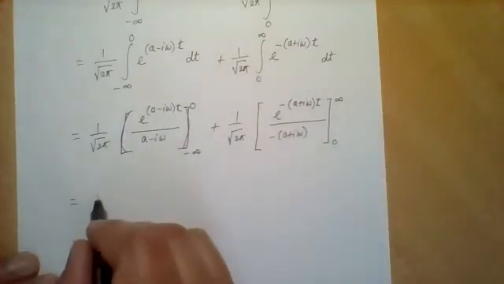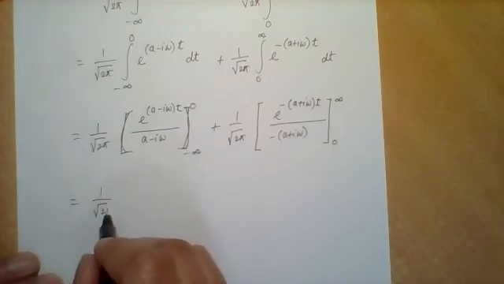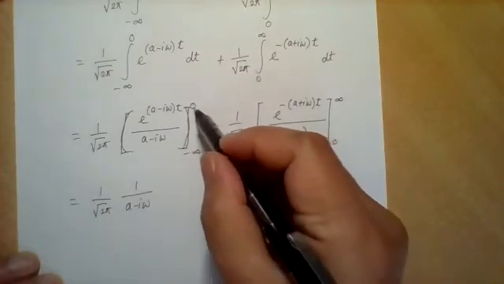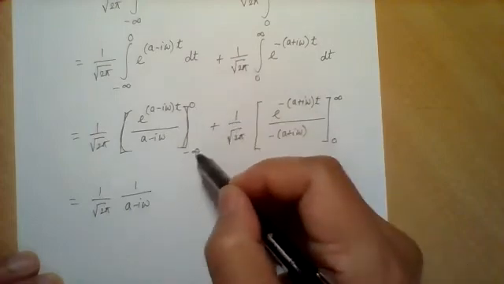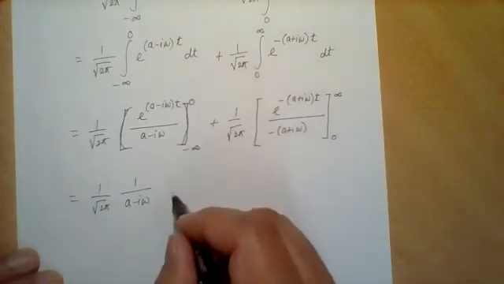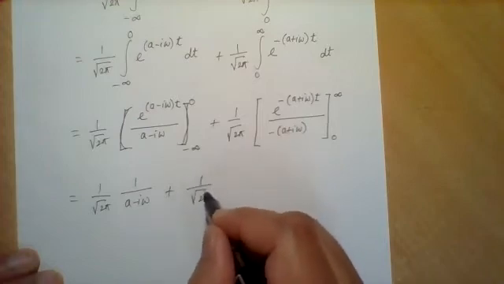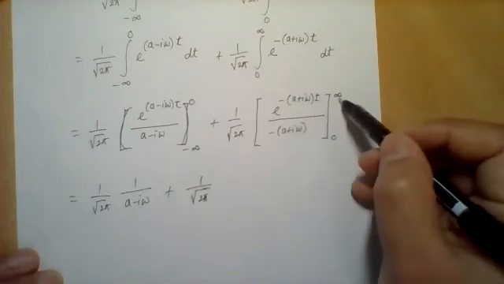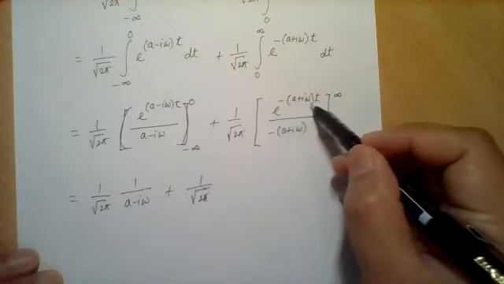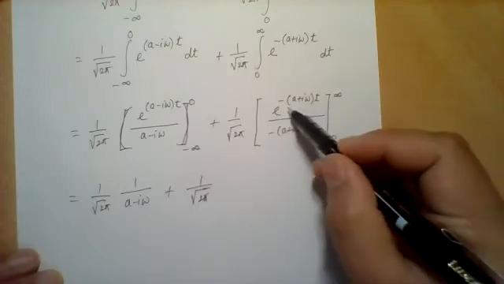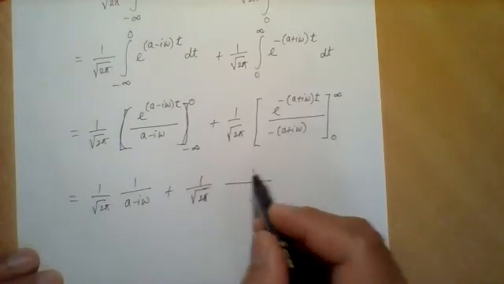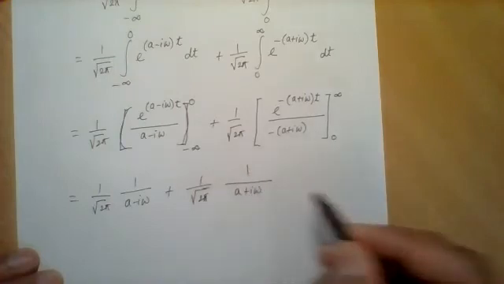So we have 1 by root 2 pi times 1 by a minus i omega, because at the upper limit this is e to the power 0, that is 1, and at the lower limit this is 0. Plus 1 by root 2 pi. Now, at the upper limit, when t equals infinity, this is e to the power minus infinity, which is again 0. At the lower limit, this is e to the power 0, that is 1. So we have 1 by root 2 pi times 1 by a plus i omega.